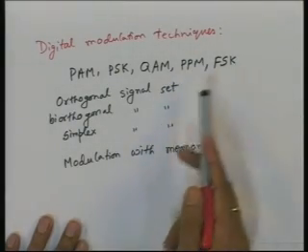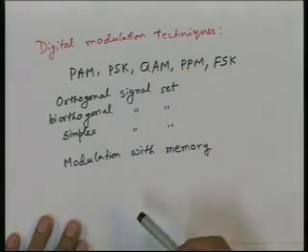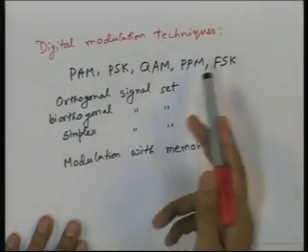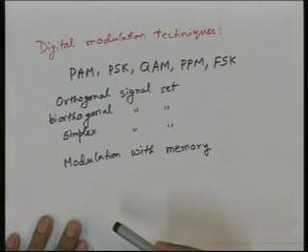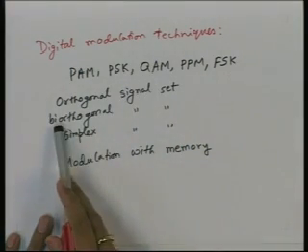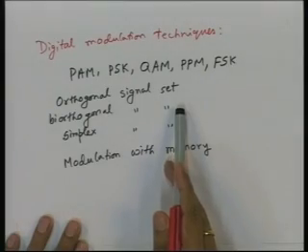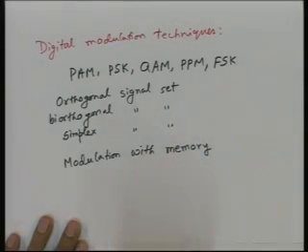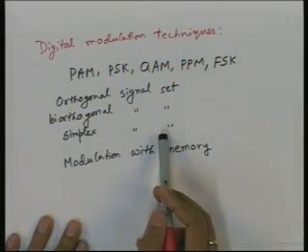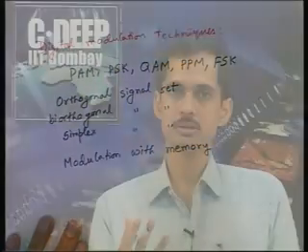And PPM and FSK, if certain conditions are satisfied, we have seen that they are orthogonal signal sets. Then we also discussed the biorthogonal signal set, where you take an orthogonal signal set and take the negatives of those signals also, and that kind of signal set is called a biorthogonal signal set.